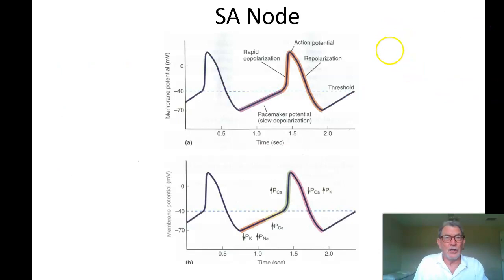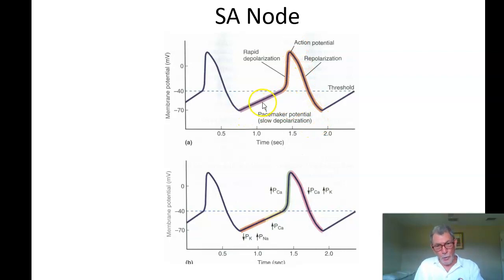Here we go. Look. Sodium leaks in. Ignore this one down here. This shows permeabilities. Here, sodium is leaking in. You reach the threshold so that all those positive ions can come in and then go back out again to turn the cell on and back off. Sodium in, calcium, potassium. That's the SA node.